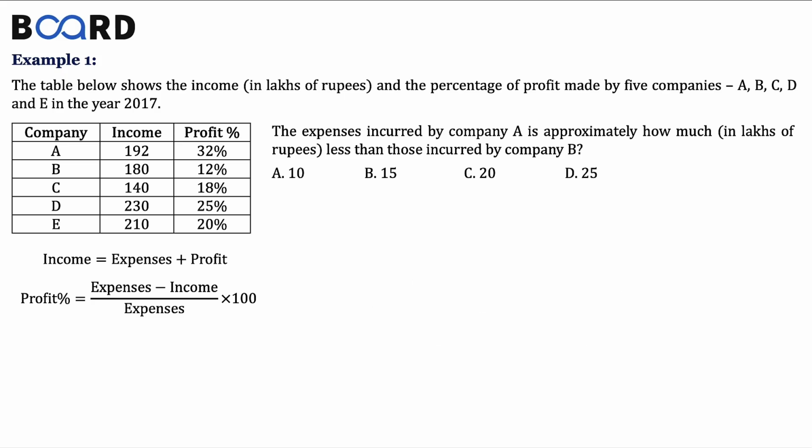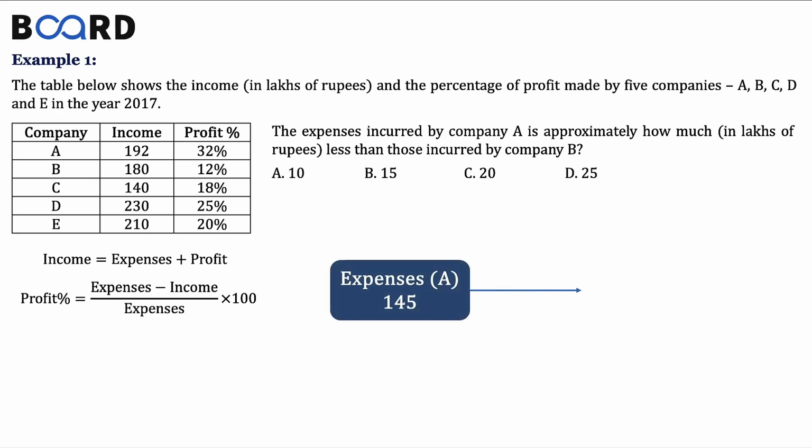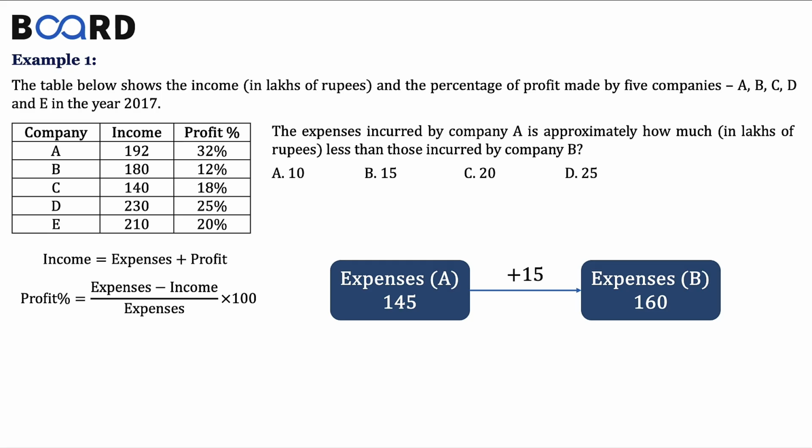What did they want in the question? The expenses incurred by A is approximately how much less than those incurred by B. So expenses of A 145, expenses of B 160. So it has to be a 15 increase. That means the answer has to be option B. That's the closest. Look at the options carefully. The options now are far away from each other. That's why I could perform those approximations.